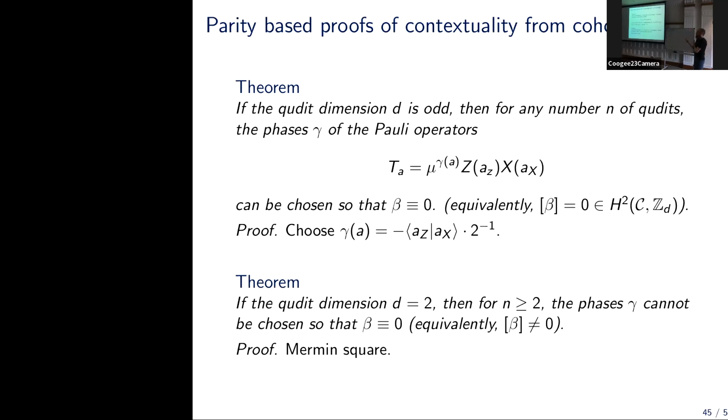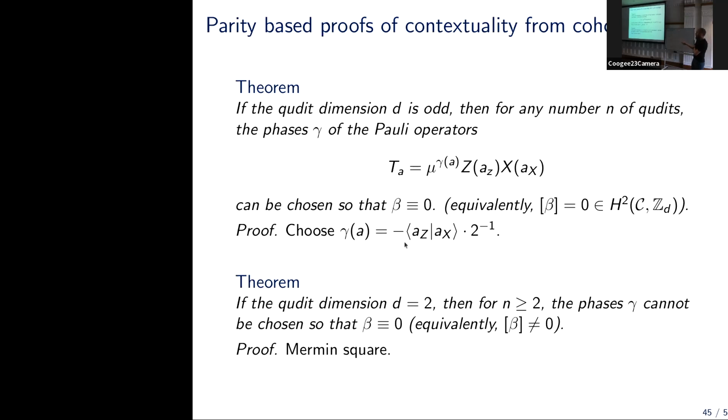And the existence of parity-based proofs of contextuality actually hinge on whether or not this function beta is 0. So we have this theorem. If the qudit dimension is odd, then for any number of qudits, the phases of the Pauli operators can be chosen so that beta is identically 0, or equivalently, the cohomology class of beta is trivial. And the proof is constructive. You just choose this phase convention, and it's always true. But this doesn't work for qubits.